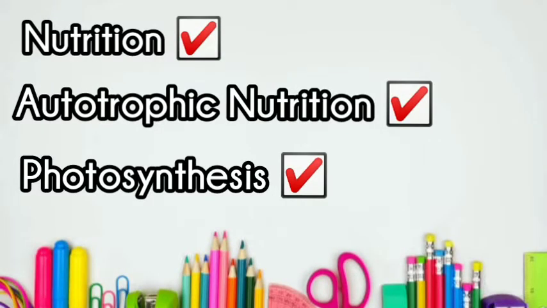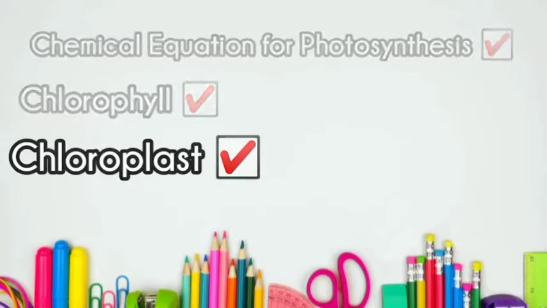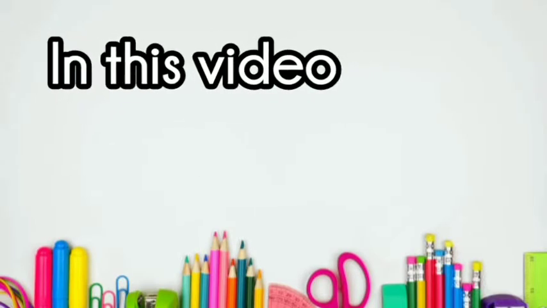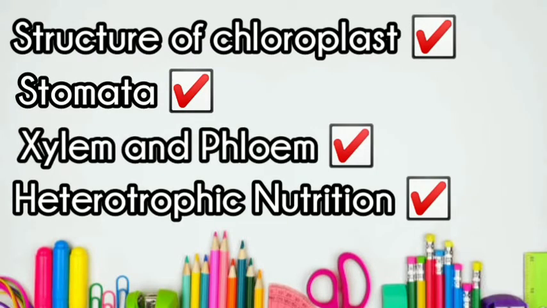In modes of nutrition, we learned about autotrophic mode of nutrition, photosynthesis, and chemical equation for photosynthesis, chlorophyll, and chloroplast. In this video, we will be learning about structure of chloroplast, what is stomata, xylem and phloem, heterotrophic mode of nutrition. In heterotrophic mode of nutrition, we will be learning about parasitic, saprophytes, insectivorous and symbiosis.